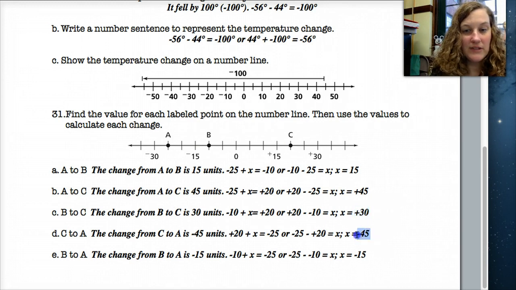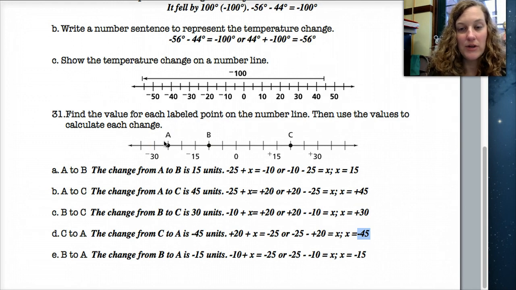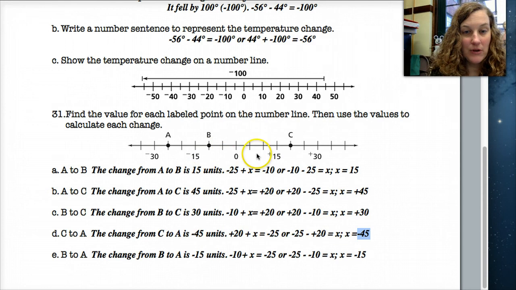And then going from C to A is going from +20 all the way down to -25, so that's a change of -45. I'm going to the left 45. And then I'm going from B to A, again I'm going to the left, so it'll be negative, and I'm going from -10 to -25, so that's a change of -15.